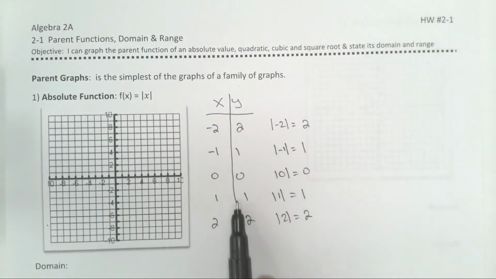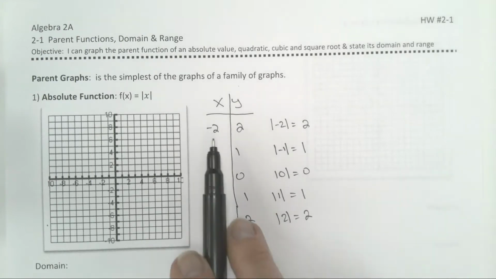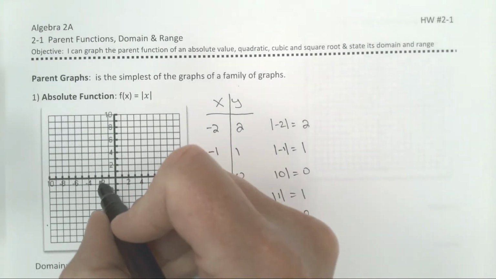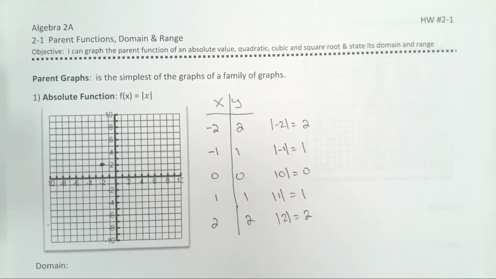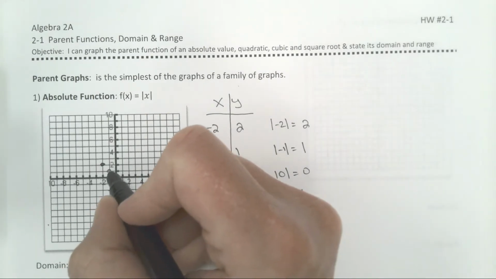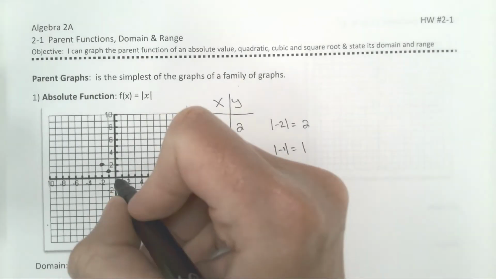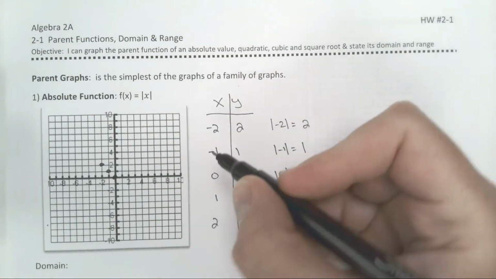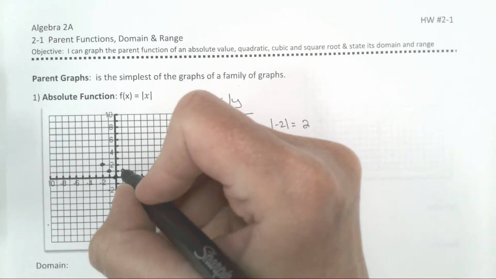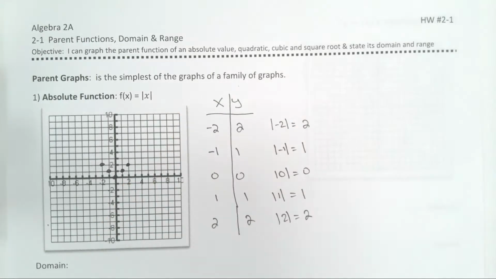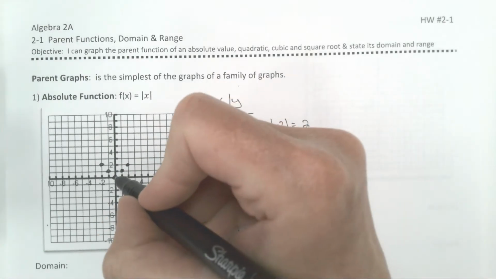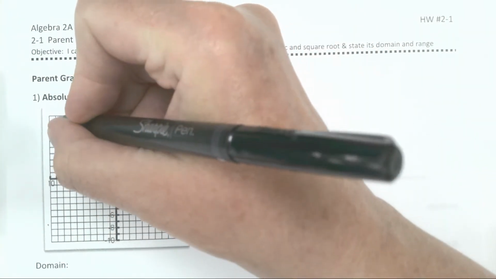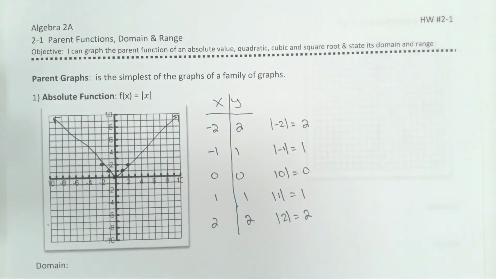All right, so now I have these 5 ordered pairs, and I'm just going to plot their points. -2, 2 is right there. -1, 1 is right there. I have 0, 0, which is at the origin. 1, 1, and 2, 2. I'm going to finish connecting the dots and sketch in the rest of my graph.